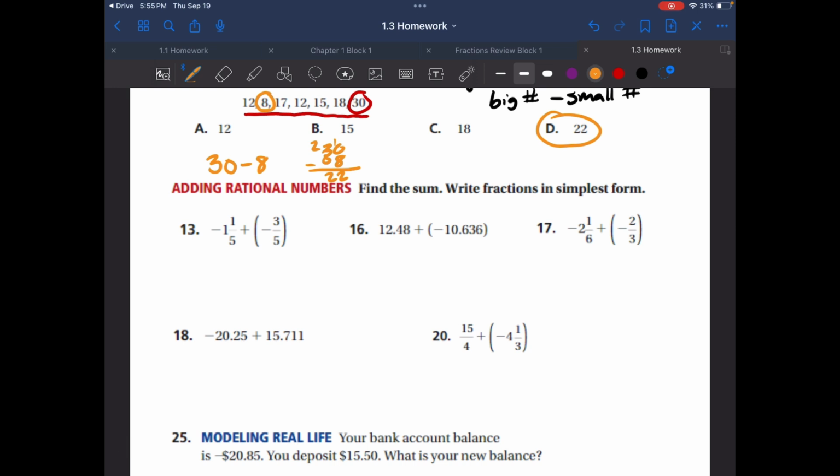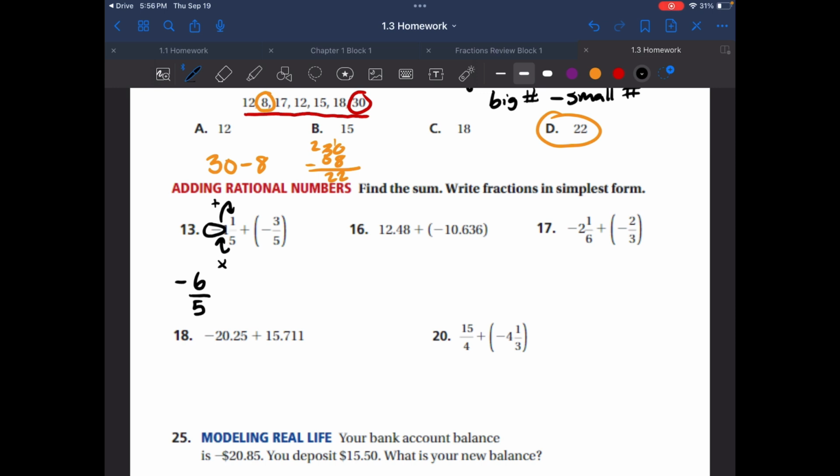For 13, I've got my first question here. These are all adding, so we never have to do any chopping. Remember in class we talked about how when we add fractions, we need to make sure that we have no mixed numbers, meaning I need to do my around the world. 5 times 1 is 5, plus 1 gets me 6. There it is, 6 over 5. Remember, my denominator stays the same.